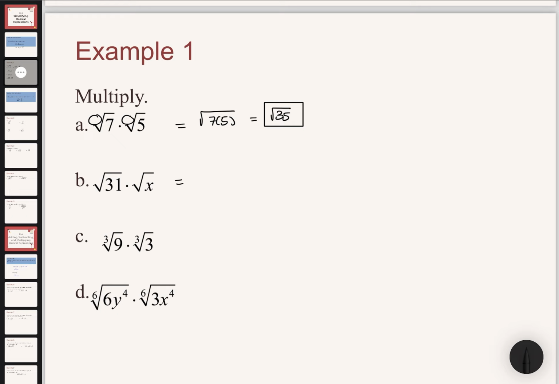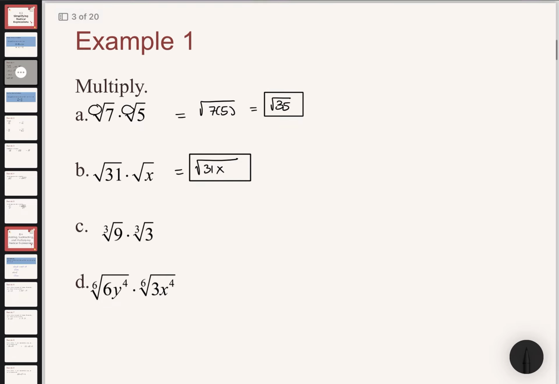This next one, again, they're both square roots. They both have the same n value. So I'm just going to multiply the 31 and the x. Can't simplify that at all. So that's our final answer for B. We're going to keep going here with C. For this one, I have 3 and 3, so the same n value. So I'm going to have the cube root of 9 times 3, which is the cube root of 27. And that one, I can simplify. Cube root of 27, well, 3 times 3 times 3 is 27, so that's just going to be 3. So just be aware, sometimes you can simplify them, sometimes you can't, but just pause once you find your answer and see, okay, can I go any further with this?